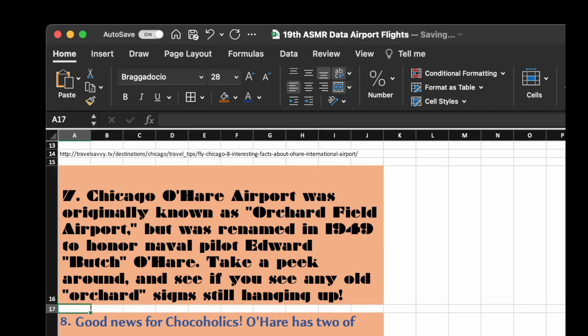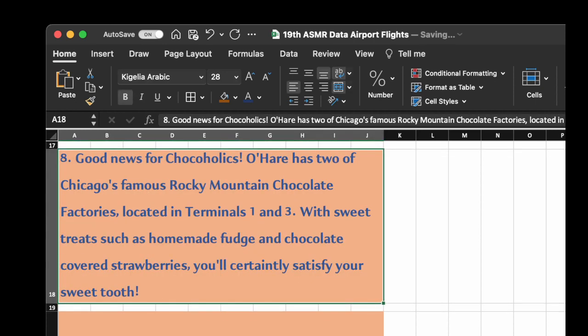Fun fact number 8. O'Hare has 2 Chicago's famous Rocky Mountain chocolate factories located in Terminals 1 and 3, with sweet treats such as homemade fudge and chocolate-covered strawberries. Although I don't know. Rocky Mountains, that's west of Chicago. I thought that was like in Denver. I don't know. Maybe they're headquartered in Chicago. I guess you let me know in the comments if you know.